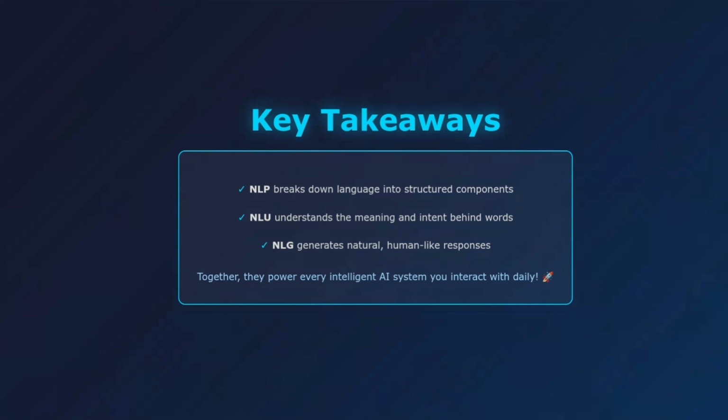Together, they power virtual assistants like Siri, Alexa, chatbots, customer support, healthcare, translation services, Google Translate, content recommendations, and speech-to-text systems, and so much more. The intersection of these three technologies is what makes AI feel intelligent, responsive, and human-like.